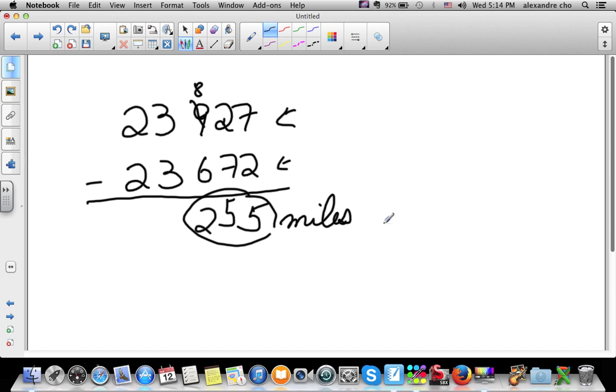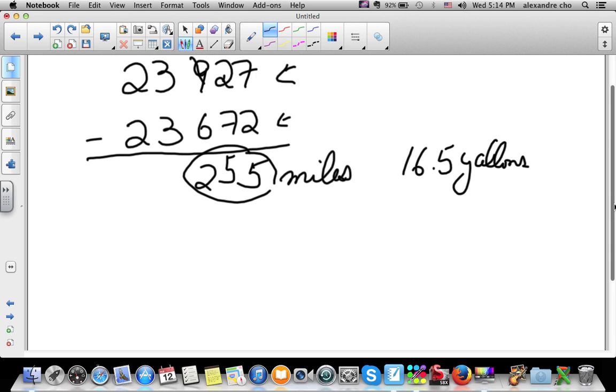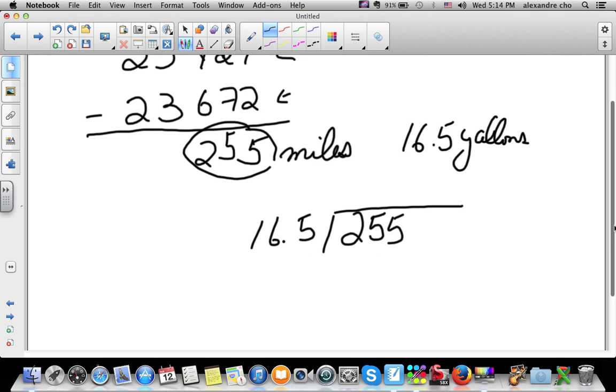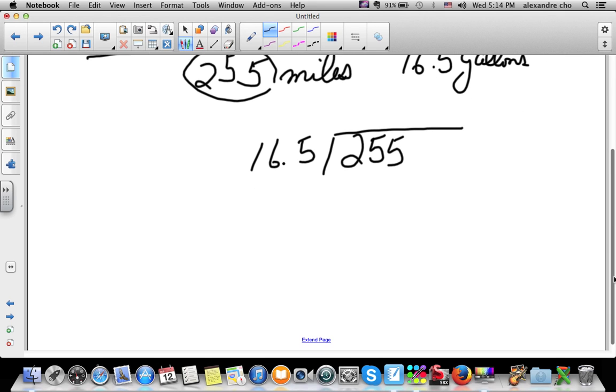And it took you 16.5 gallons of gasoline. So the question says, how many miles did you drive for each gallon of gas that you put in that car? Well, it's going to be a division problem: 255 miles divided by 16.5 gallons that you used. Let me lower this a little bit more. I need to make a few changes. I'll do this on the side.